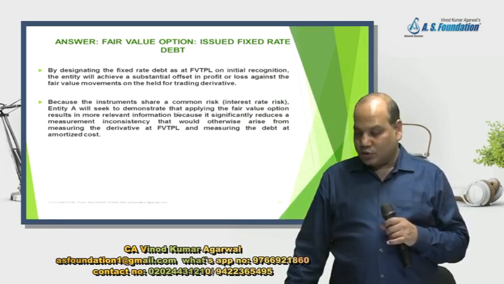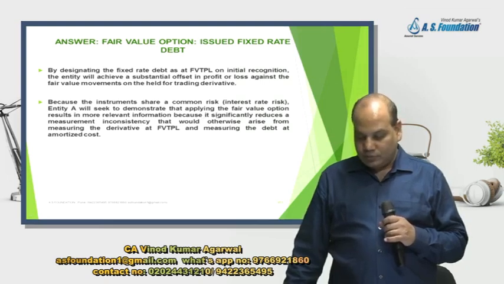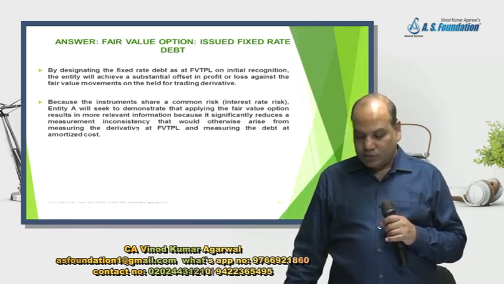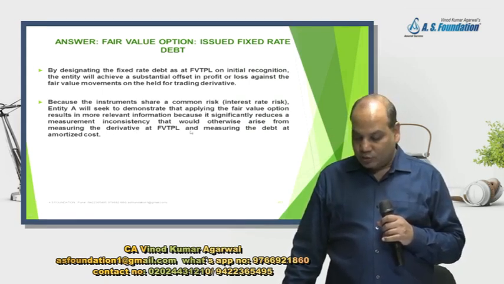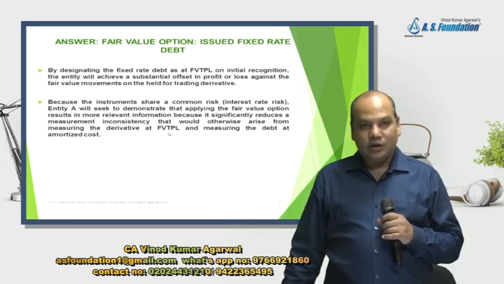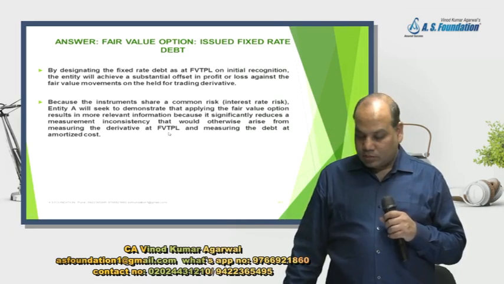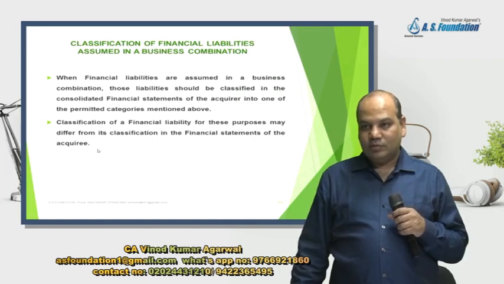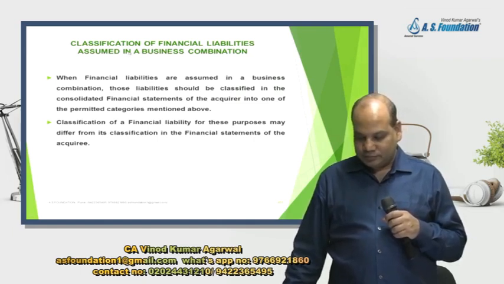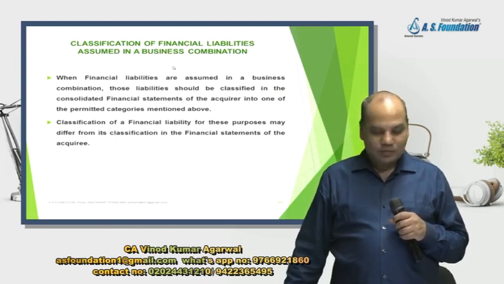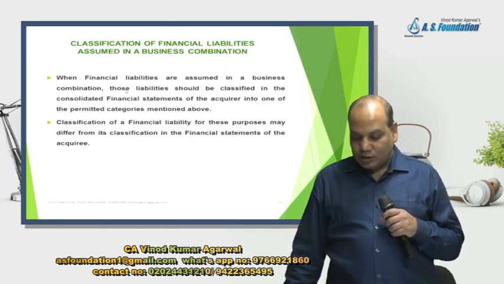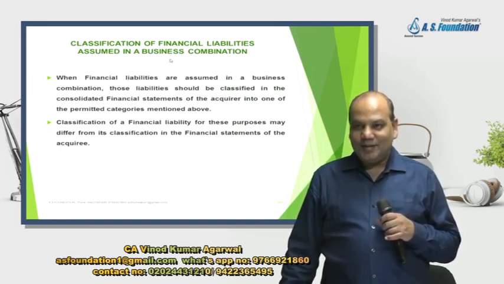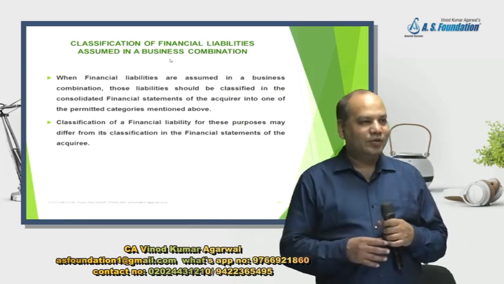Entity A will seek to demonstrate that applying the fair value option results in more relevant information because it significantly reduces a measurement inconsistency that would otherwise arise from measuring the derivative at FVTPL and measuring the debt at amortized cost. Can you write like this? You have to practice. Student will write yes, no, maybe. Now, none of the above. Writing the answer is also a skill for theory question.